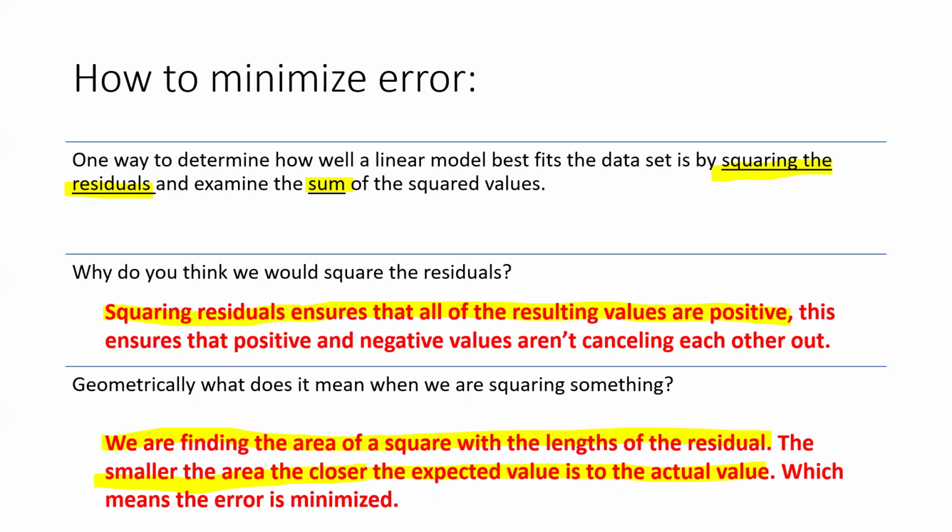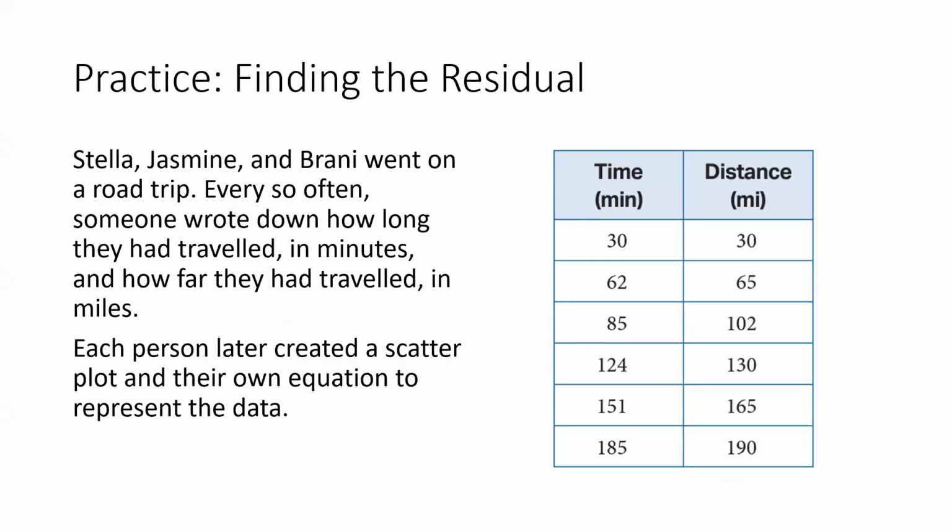All right. So we're going to put this to practice, and we're going to see, based on given information, which best fits. As we're doing this, you may see that these numbers may look like your discussion if you started your do now discussion. So we're going to practice finding the residuals. Stella, Jasmine, and Brainy went on a road trip. Every so often, someone wrote down how long they had traveled in minutes and how far they had traveled in miles. Each person later created a scatter plot and their own equation to represent the data. So this is their data, and everyone has the same given information. Agreed? All right. Our job here is to see who was the most accurate.